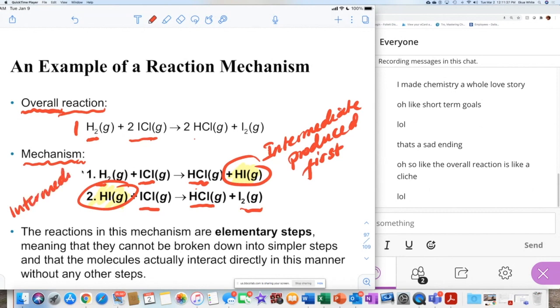Intermediate is consumed. Right, just like that. They were there, then they weren't. Then the reaction is over.